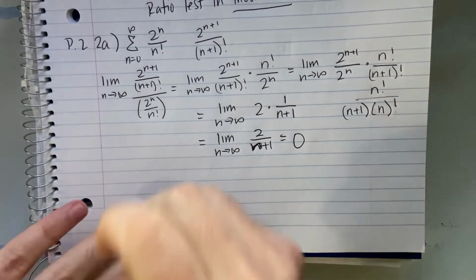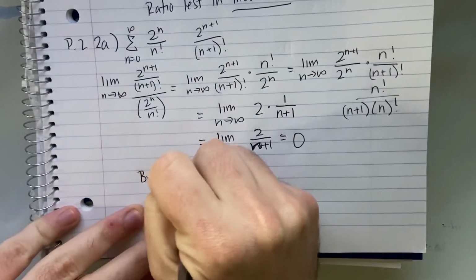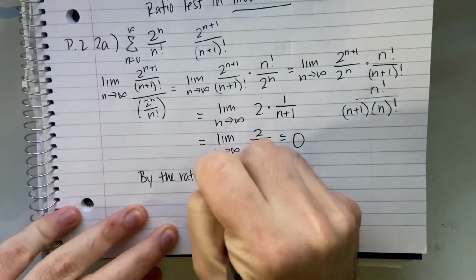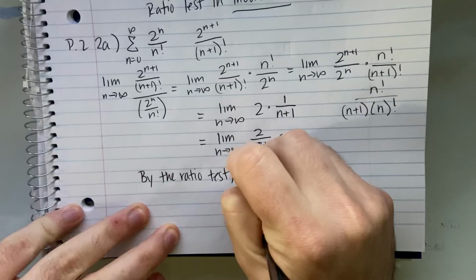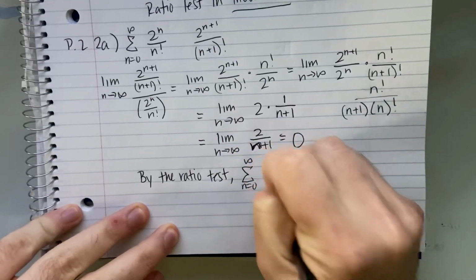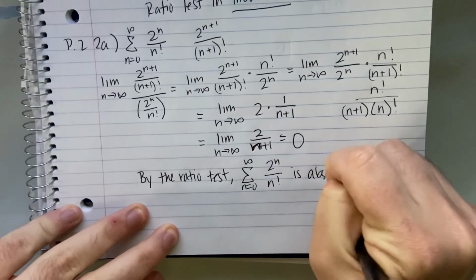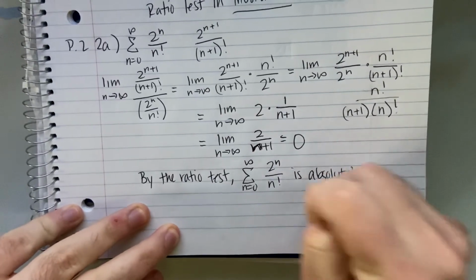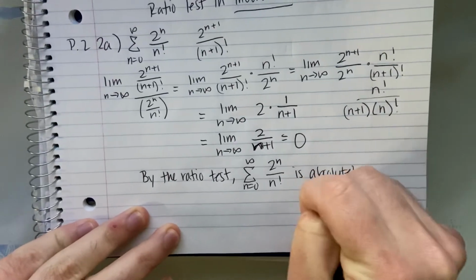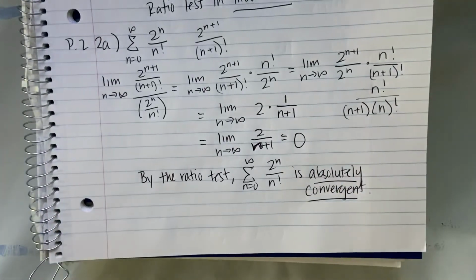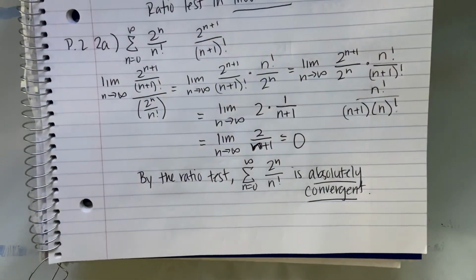So what do we conclude here? By the ratio test, this sum from n equals 0 to infinity of 2 to the n over n factorial is absolutely convergent. And we will do more in the next video, but that's a starter for the ratio test.